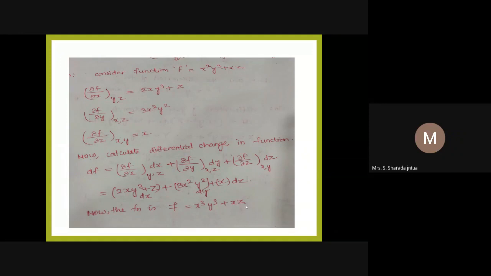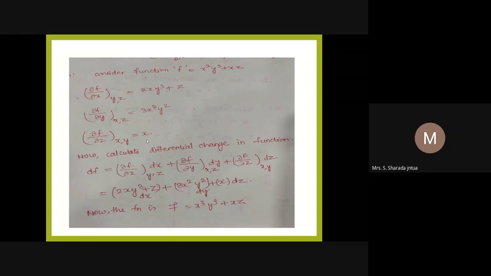So consider function f. I'm taking one example as it's a continuation of the previous question. So f equal to x square y cube plus xz. So if I differentiate with respect to x, keeping y and z constant, ∂f/∂x, I'll get 2xy cube plus z. In the same way, ∂f/∂y with respect to x and z, you will get this expression. In the same way, if you differentiate ∂f/∂z with respect to x and y, you will get this x.